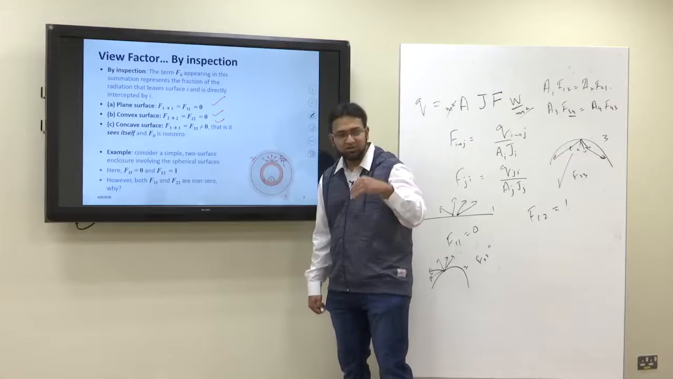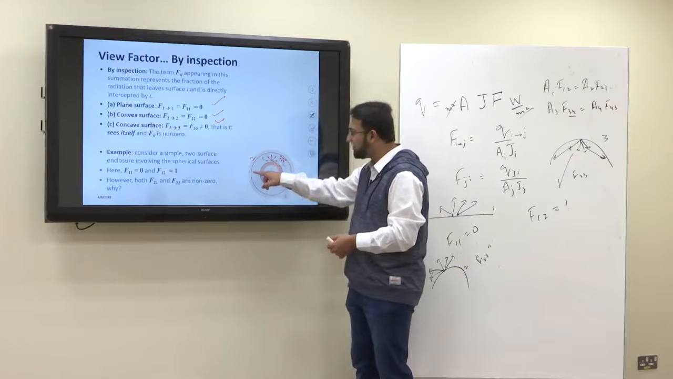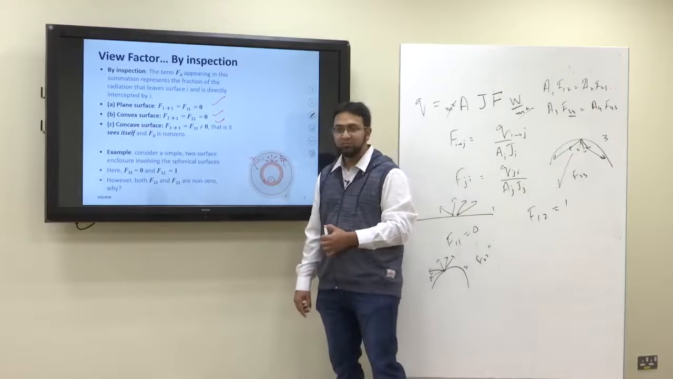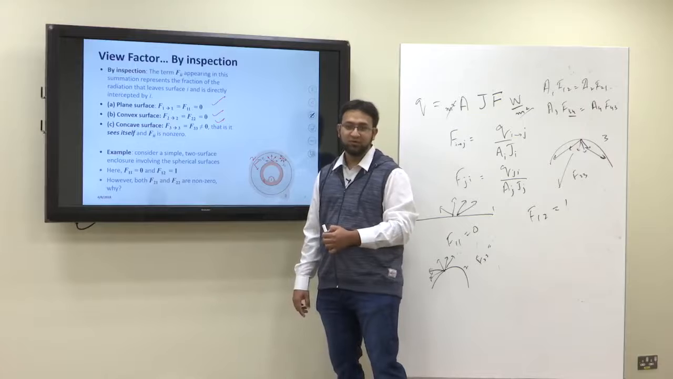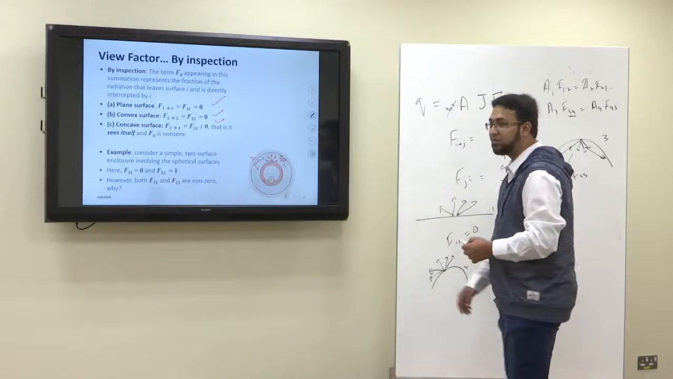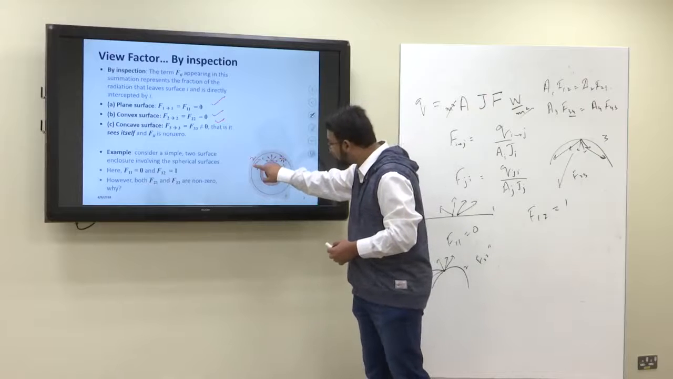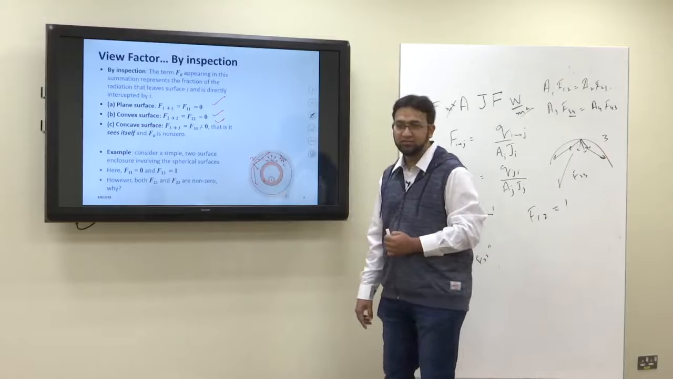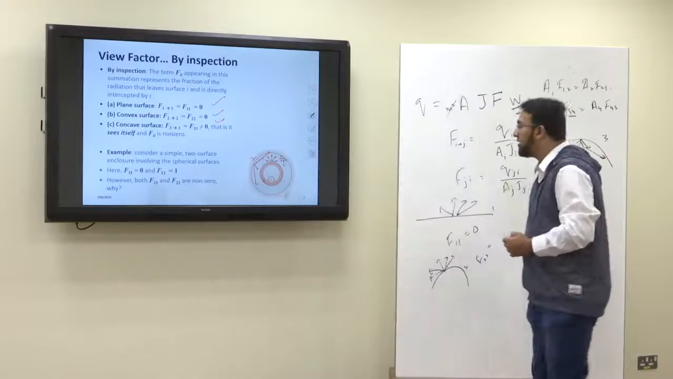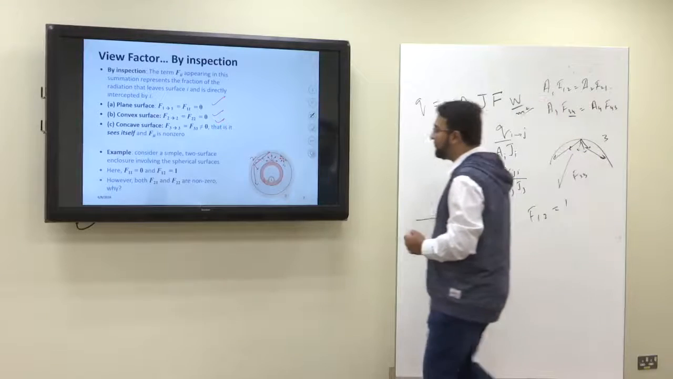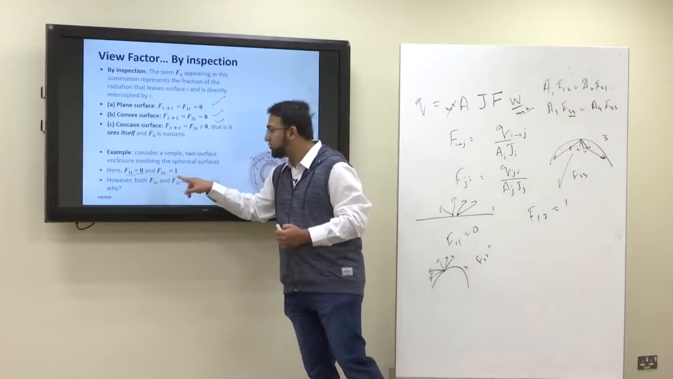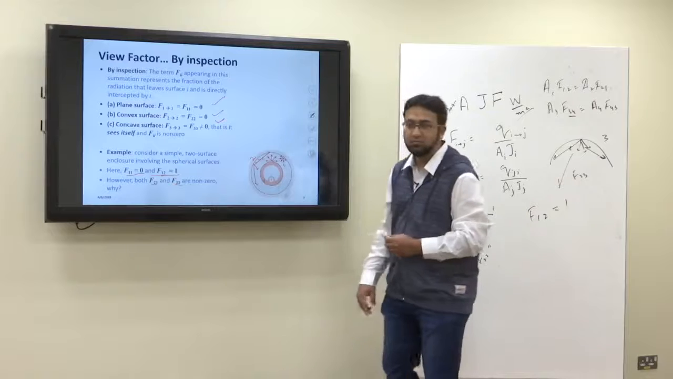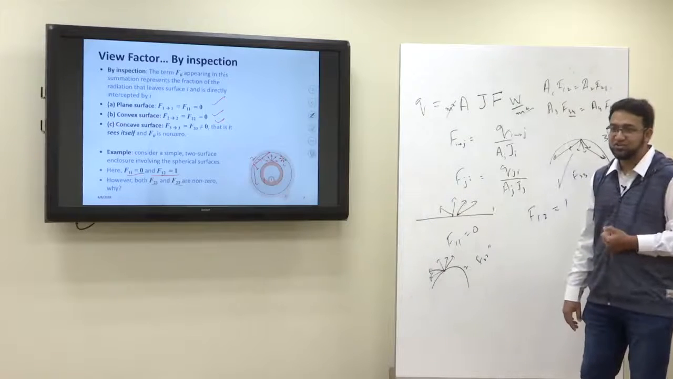In the similar case, the total radiation emitted by 2, will it reach 1? Not all of it. Why? Because part of the energy can reach 1, and there is a part of the energy which can reach itself as well. Is it clear? So F11 is 0, F12 is 1, but F21 and F22 are neither 0 nor 1. It's in between. You understand the rationale behind this?